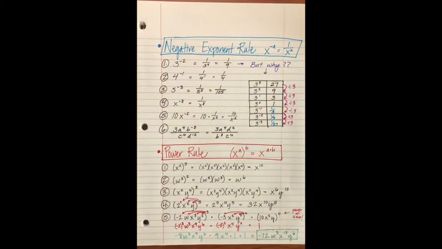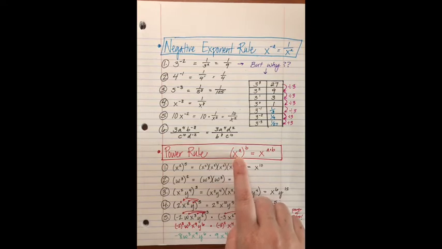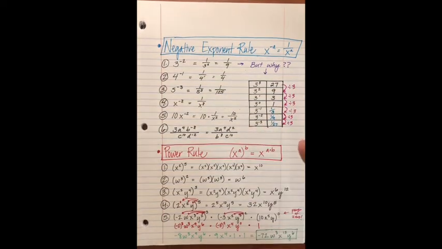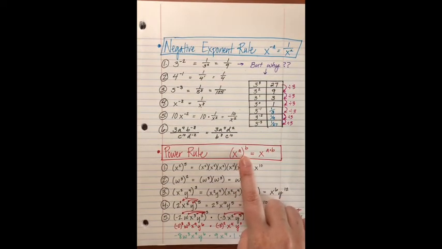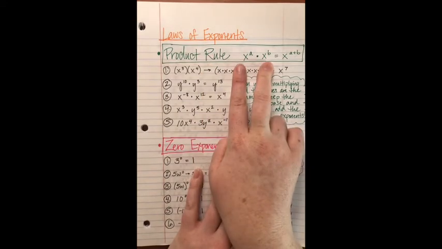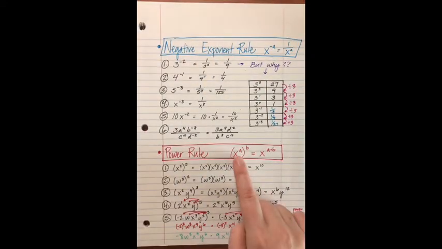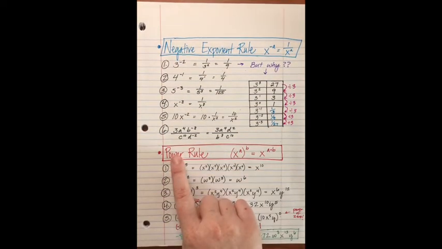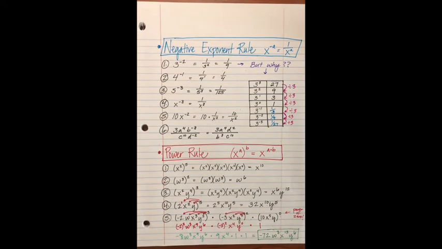And then the last thing we actually wrote down in your notebook was this power rule. It said if you have x to the power of a, and you raise that entire thing to another power of b, then what you end up doing is actually multiplying these powers. And this is not to be confused with your product rule. Bases are the same, add the exponents. This is a different situation. You have something raised to a power, and then you raise that entire thing to another power. That's why it's called power rule. Sometimes it'll be called power of a power rule. And it's the same thing, okay?